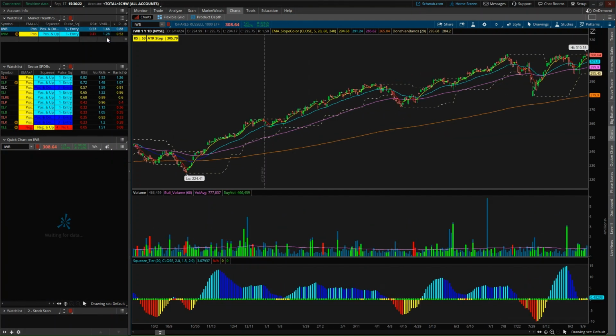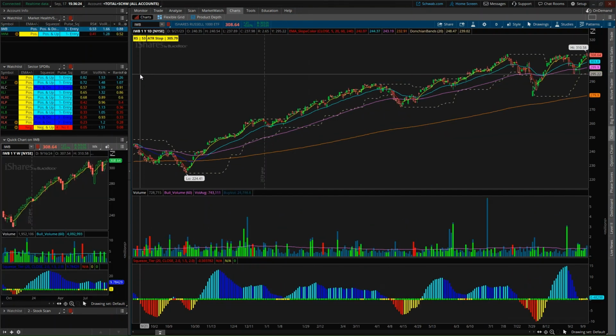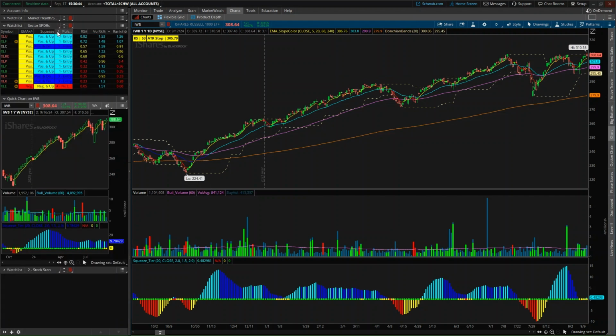Using those criteria, IWB is setting up nicer than IWM. That tells me I'm only looking at stocks with a 10 billion market cap and above, which just narrows my focus. I'm also able to know that market conditions say I can be putting risk on here, entering new positions. From there, I go look at the individual sectors.